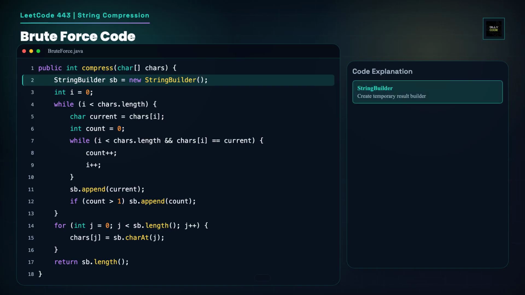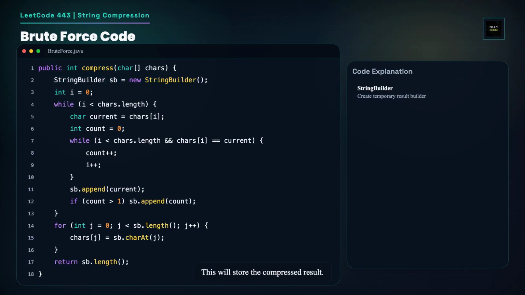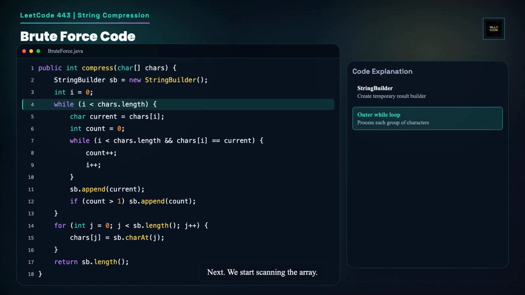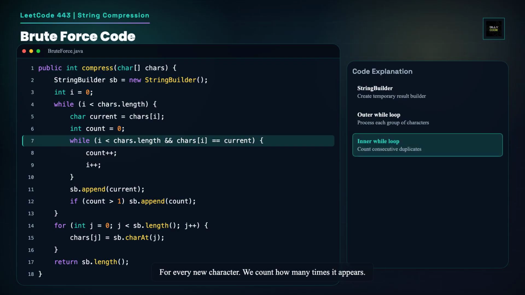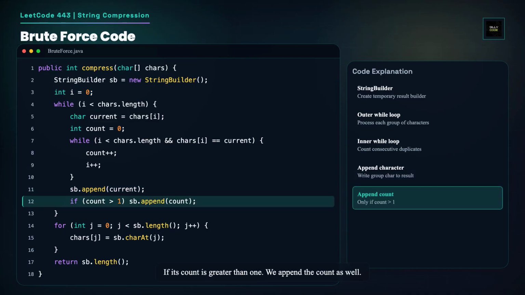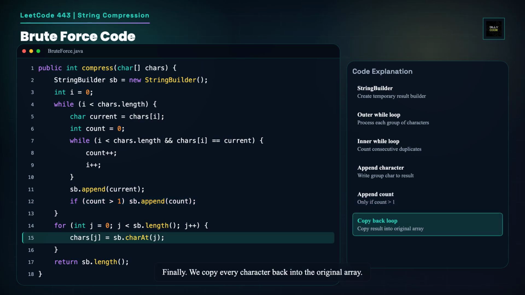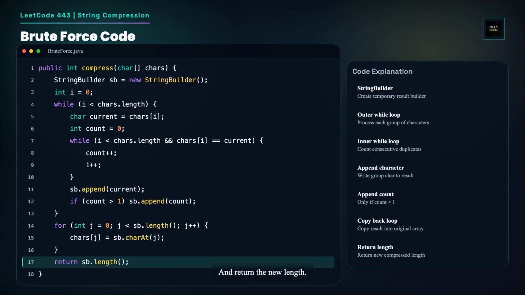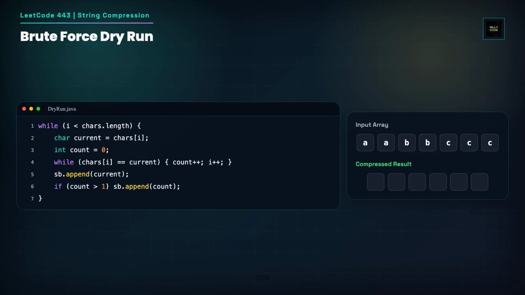We'll create a temporary StringBuilder. This will store the compressed result. Next, we start scanning the array. For every new character, we count how many times it appears consecutively. Once the group ends, we append the character. If its count is greater than 1, we append the count as well. Then we continue scanning the remaining characters. After every group has been processed, we have the compressed string. Finally, we copy every character back into the original array and return the new length. The solution works. But before looking for something better, let's see it in action.